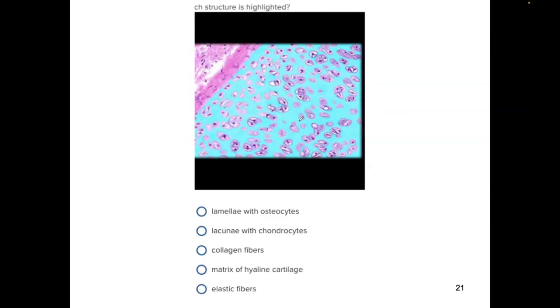Now, by process of elimination, let's just look at this for a second. We see a bunch of cells. We don't know what kind they are yet, but we're looking at the stuff between the cells, which is extracellular matrix. So when we look at these choices, the only thing we have here is the matrix of hyaline cartilage, right? The blue stuff is the extracellular matrix. So this is the matrix of hyaline cartilage. These little crystals that we see here, those cells that look like raindrops, that's what hyaline cartilage looks like under a microscope.